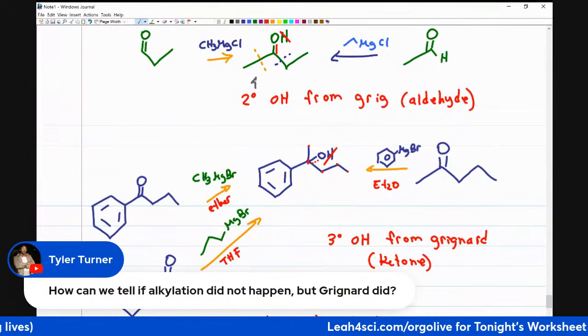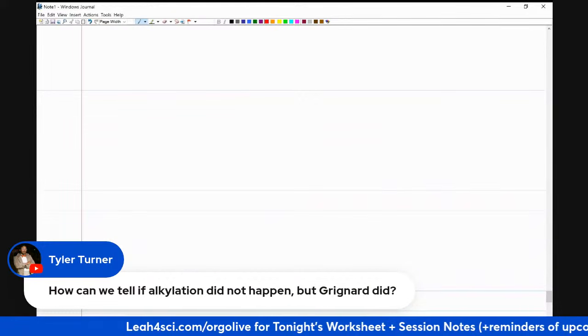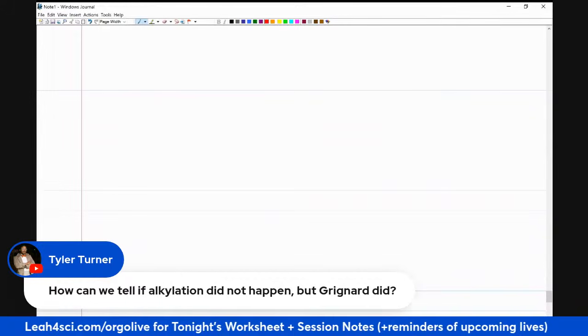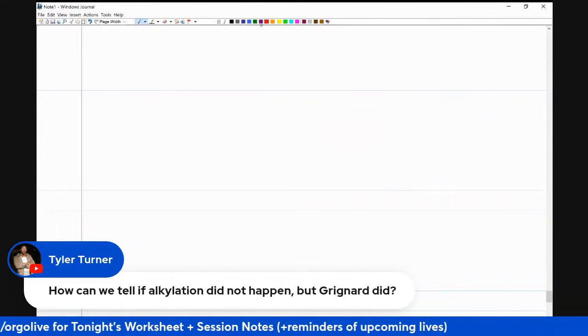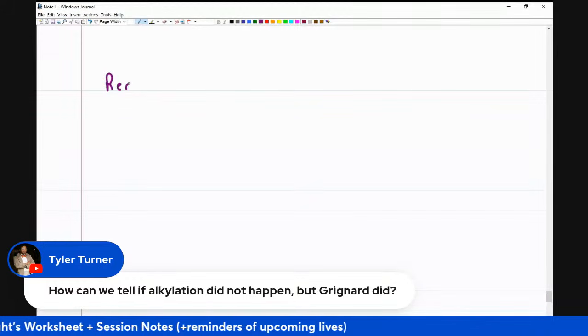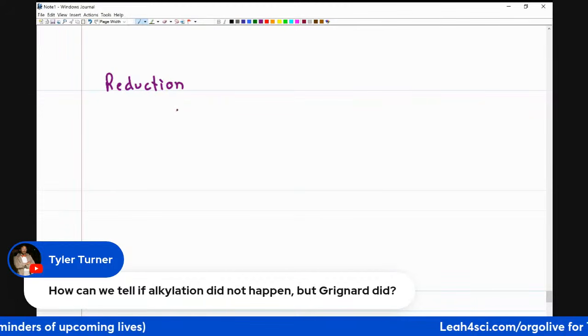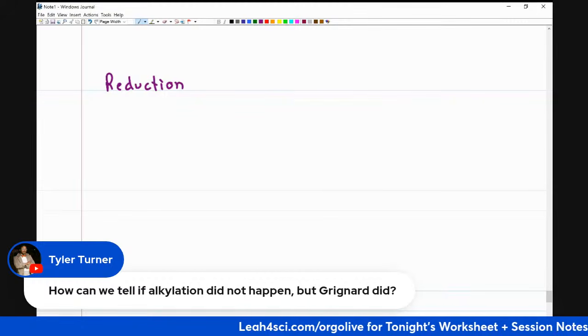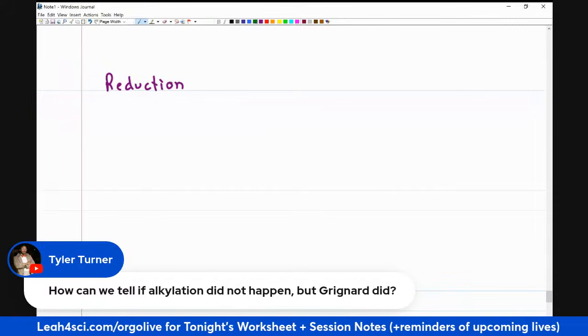All right, quite a few more. Let's see how many we have time for, because technically we're over time. Let's take a look at reduction. Another reaction that you have to know, and I'm not going to go through the mechanisms individually because I cover this in my redox series, which I'll link in the description. But I want you to understand the basics of reduction.